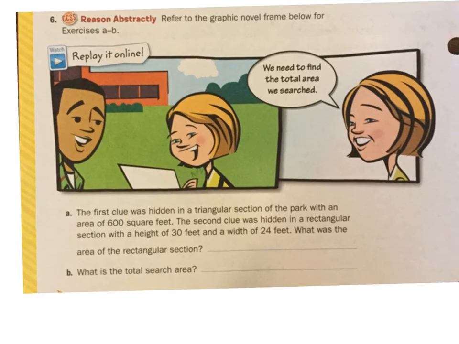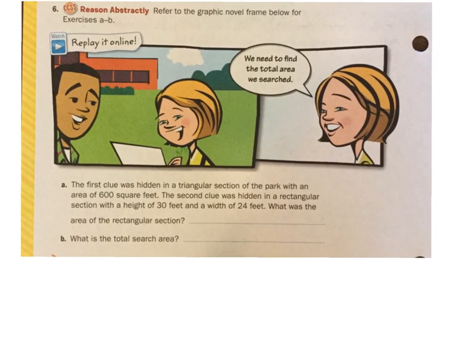Last one on the independent practice. Okay. Let's see what we got here. We need to find the total area we searched. Okay. Let's read what A says. The first clue was hidden in a triangular section of the park with an area of 600 square feet. The second clue was hidden in a rectangular section with a height of 30 feet and a width of 24 feet. What was the area of the rectangular section?